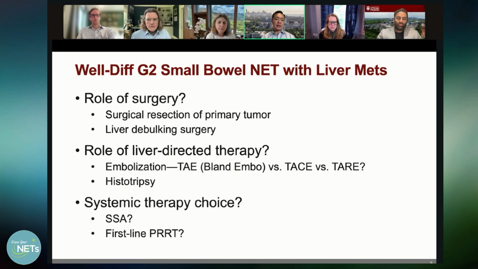So I'll start by asking Dr. Keutgen, do you see a role for surgery here, either resection of the primary tumor or liver debulking surgery? Thank you, Andy. I think from a surgical perspective, there are two things that we look at, especially with small bowel neuroendocrine tumor. We look at the primary tumor, the size of the primary tumor, and if the primary tumor is causing any symptoms.